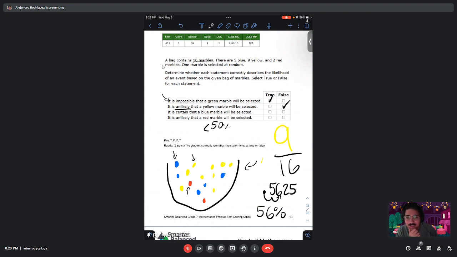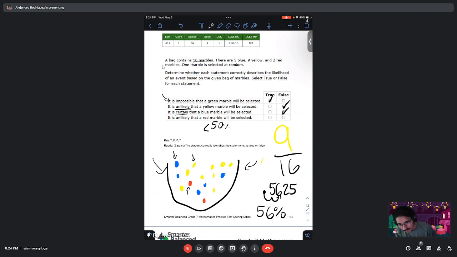Next one says, it is certain that a blue marble will be selected. In this case, the word certain means it will always happen. We know for a fact it's going to happen. So looking at the bag right here, is it true that we are always going to get a blue marble from our bag? The answer is no. Sometimes we'll get a blue marble, other times we could get a yellow marble. So it's not a for sure thing. So this one's also false.